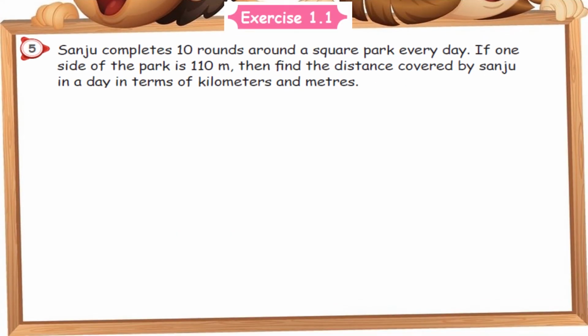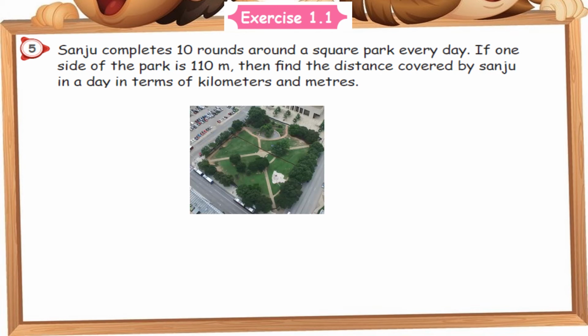The sum: Sanju completes 10 rounds around a square park every day. If one side of the park is 110 meter, then find the distance covered by Sanju in a day in terms of kilometers and meters. So it's a square park ma, like this. So Sanju completes 10 rounds daily. Okay, we need to find the distance covered by Sanju in a day, right?